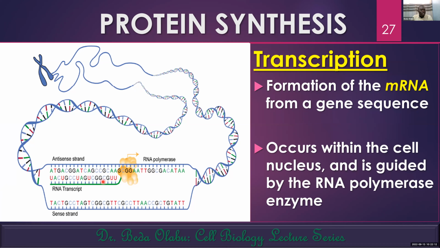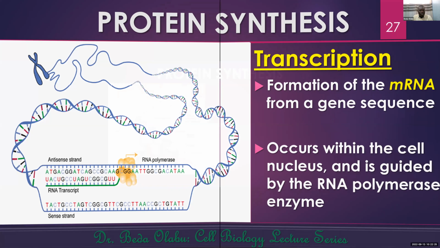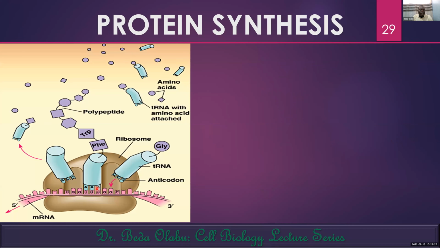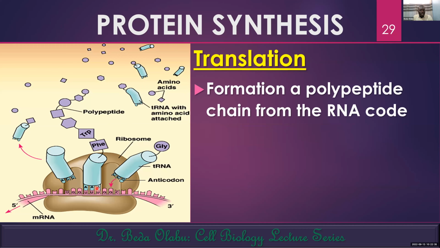That will take place within the nucleus. It's guided by what we call the RNA polymerase enzyme. After you form the RNA, it may undergo some processing, and then it enters the cytoplasm. When it enters the cytoplasm, it will go to the ribosomes, where it will be responsible for giving the information for formation of proteins.